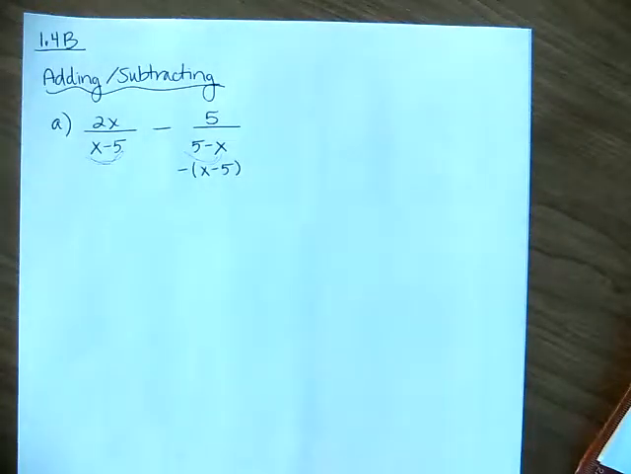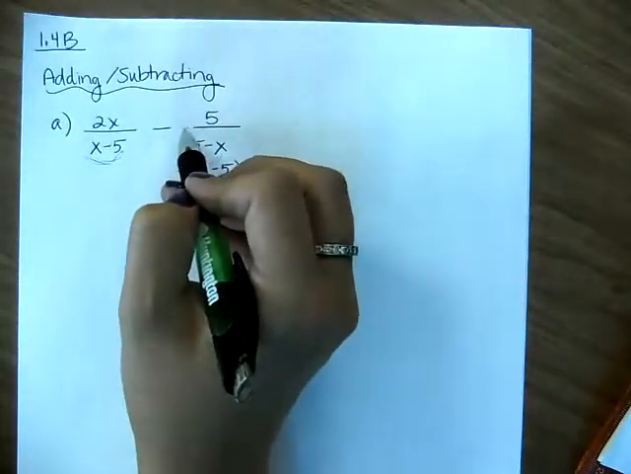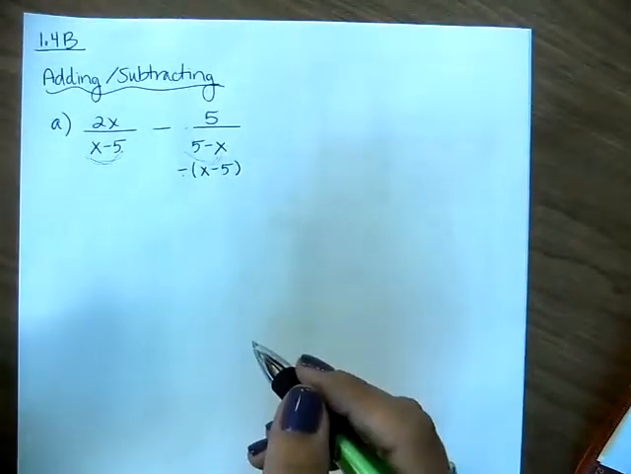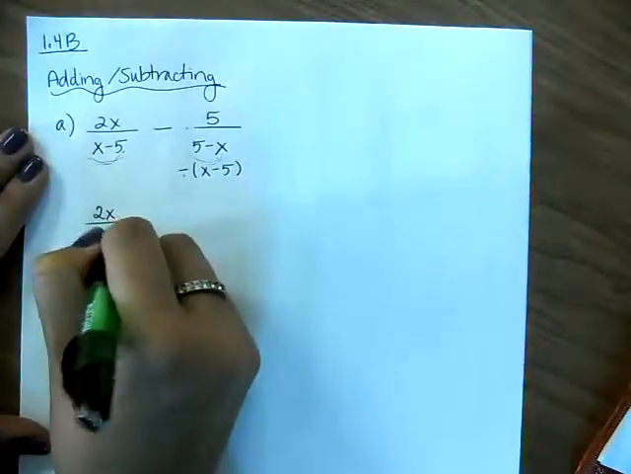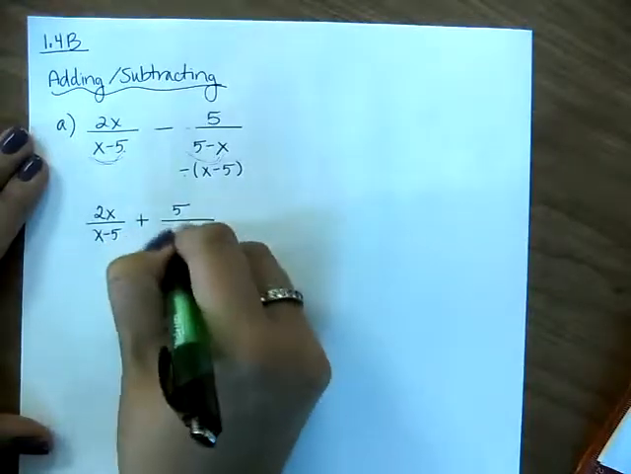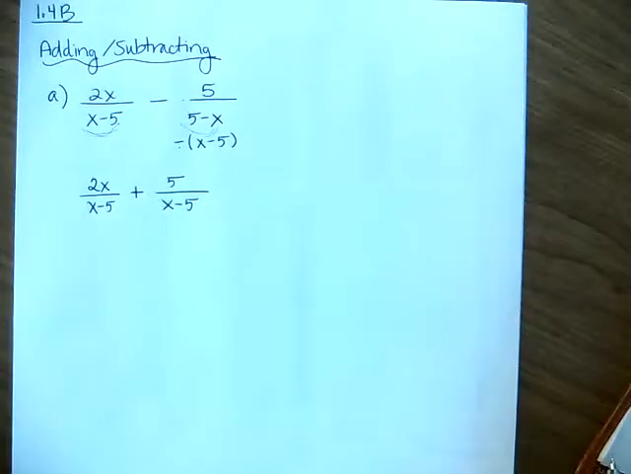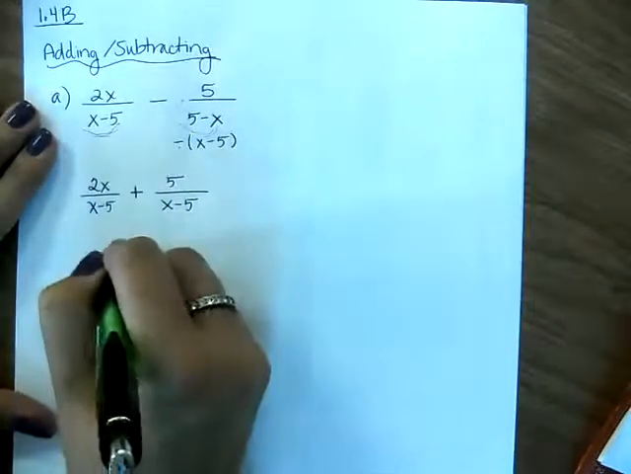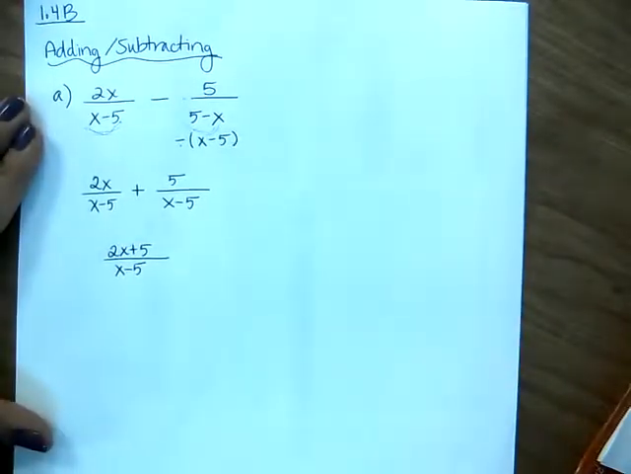Now, here's where students make a mistake. This negative sign is really like out front here, right? So it's like a minus and a minus. So this is really becoming an addition problem now. Okay, so I'm going to rewrite this. So I have 2x over x minus 5 plus 5 over x minus 5. Remember, when you are adding fractions, once you get that common denominator, the denominator stays the same and you just add the numerators. Okay, so this is going to give us 2x plus 5 over x minus 5.